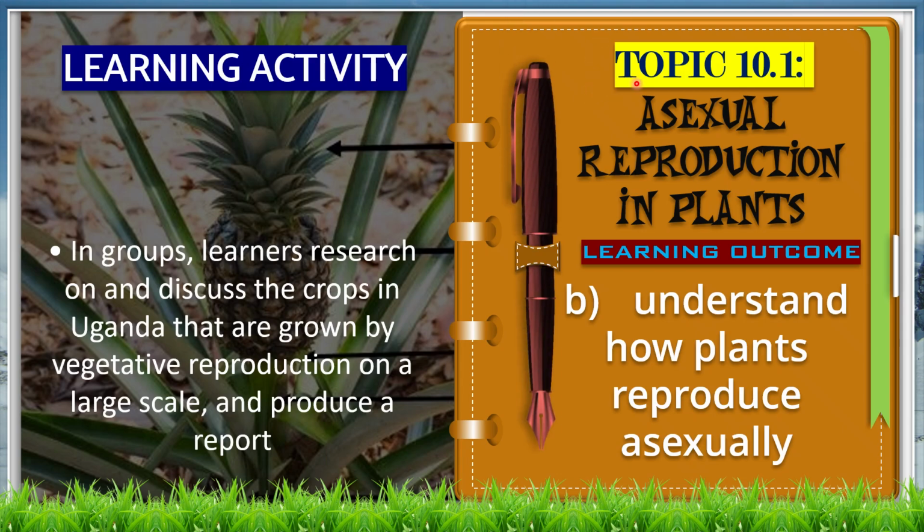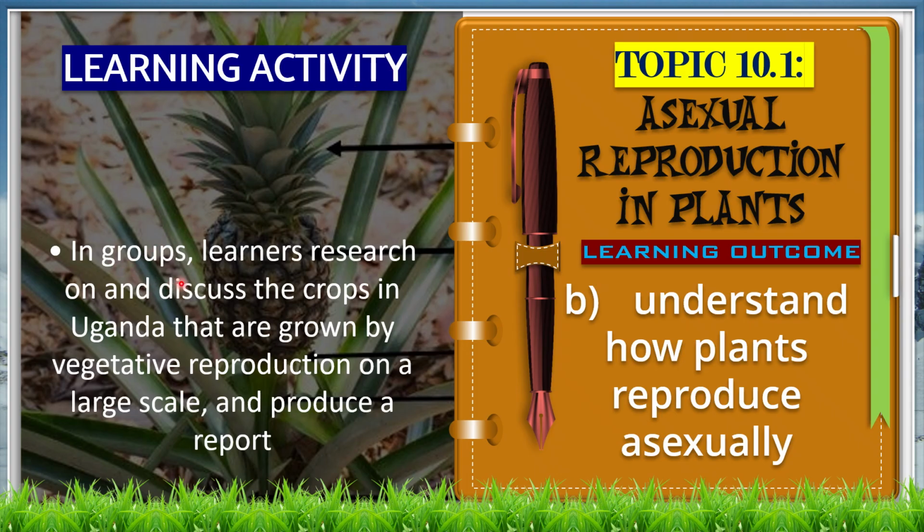I welcome you to topic 10.1, Asexual Reproduction in Plants. We are still looking at learning outcome B: understand how plants reproduce asexually. Today we are going to look at the learning activity.